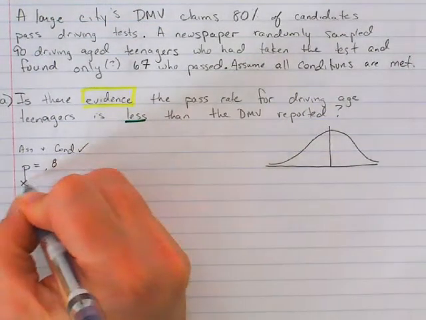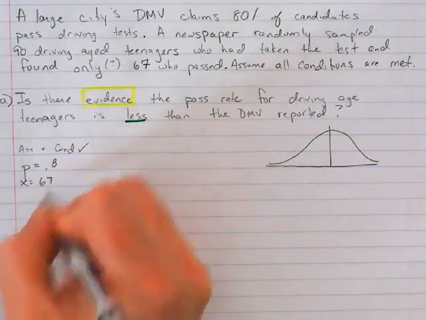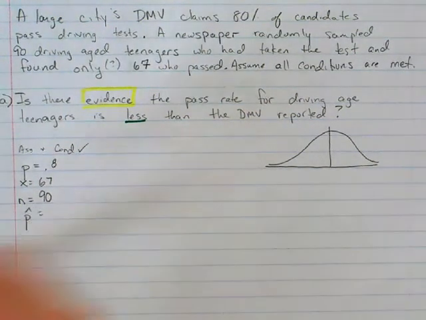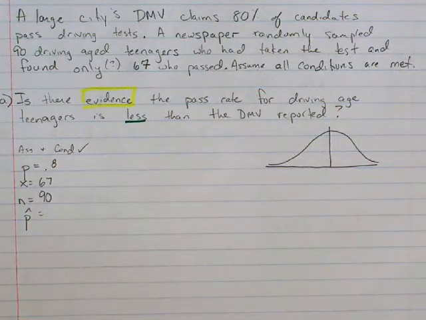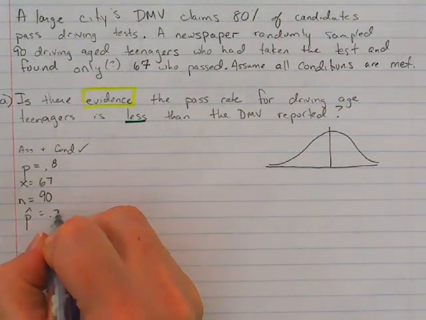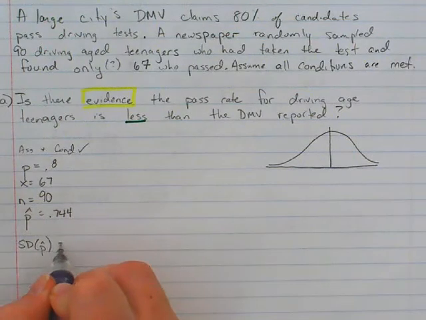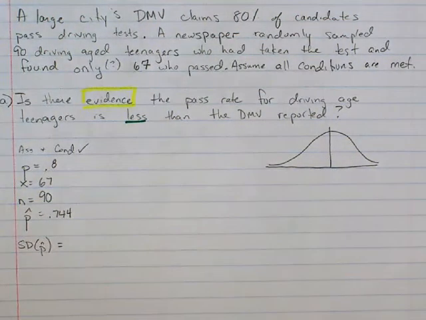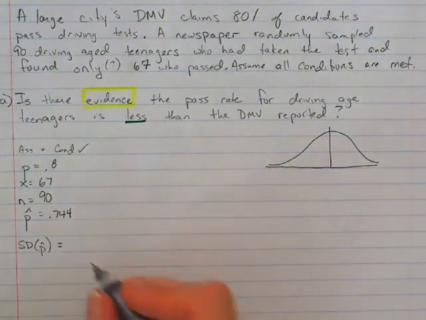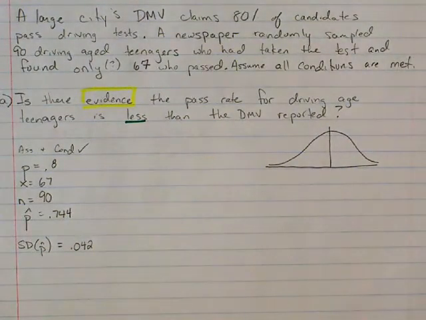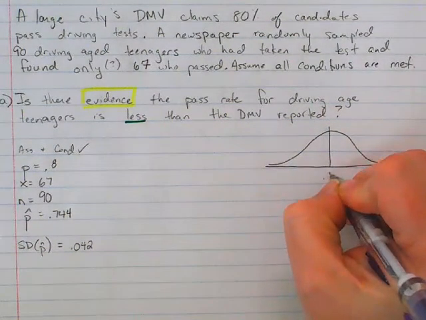What's p? It's 0.8. What's x? 67. What's n? It's 90. What's p hat? 0.744. What's the standard deviation of p hat? No, seriously, do it. 0.042 is your standard deviation of p hat.